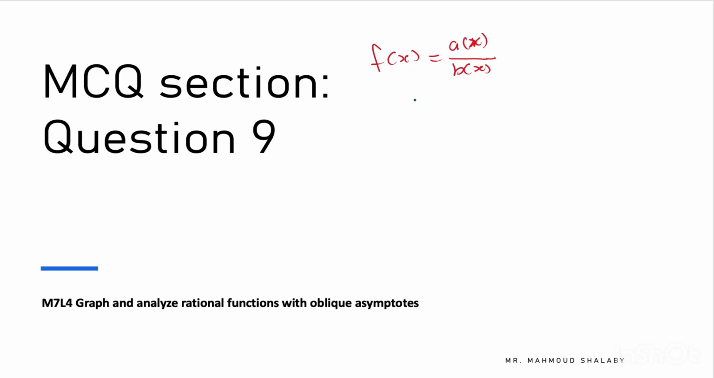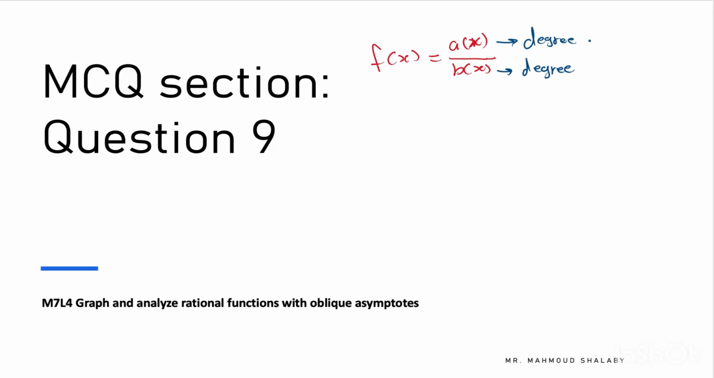To find the horizontal asymptote, we need to compare the degree of each of the numerator and the denominator. The degree is the highest power of x. For example, if I have x to the power of 5 minus 3x to the power of 2 plus x minus 4, what is the degree here? I will look at the maximum power of x, which is the 5th degree. So this is how we find the degree, for the people who are still struggling with finding the degree.